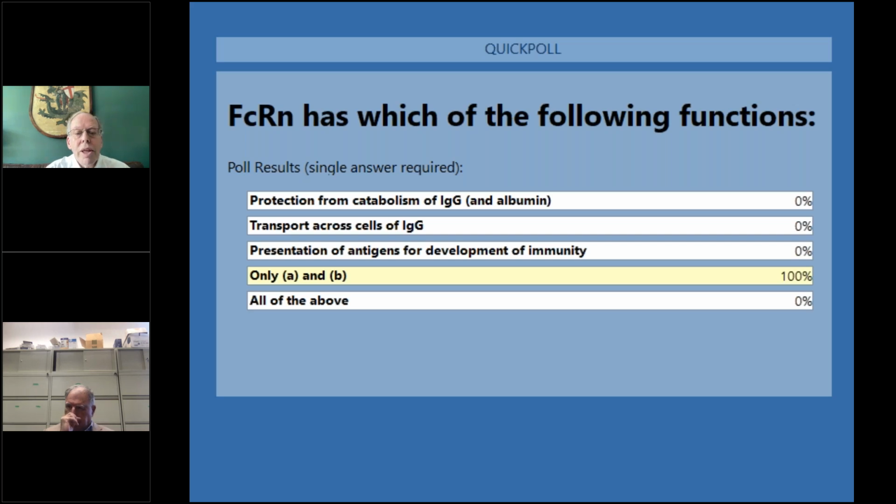And we can see that everybody answered only protection from catabolism and transport across cells, but FcRn also contributes to antigen presentation by taking antigens attached to IgG and delivering those to dendritic cells so that they can present antigen that way. So they have this additional function as well, although it's not fully understood. Next.